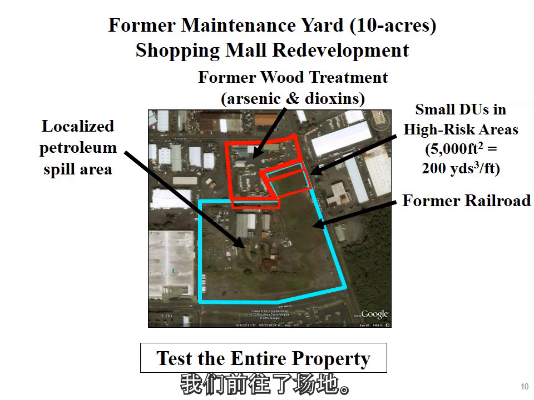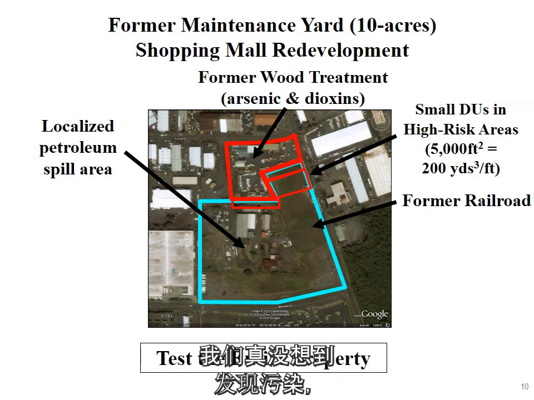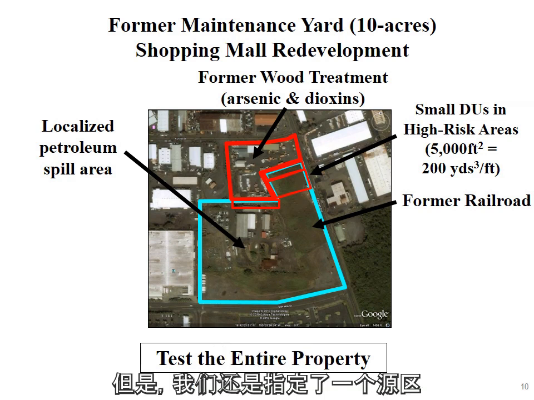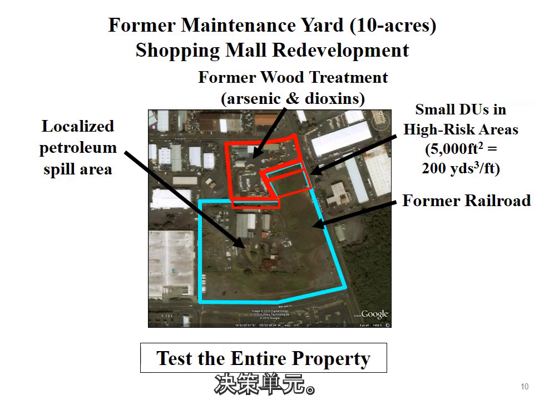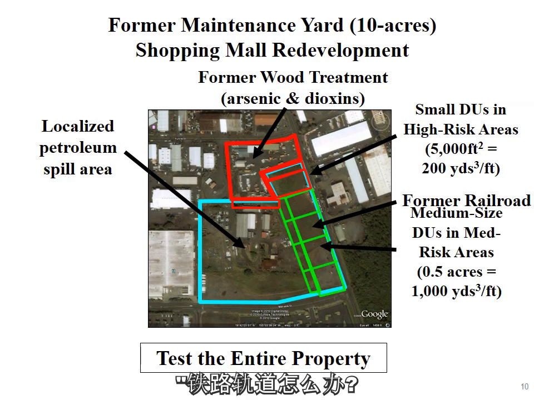If you went out to the site, this is actually uphill. We didn't really expect to find any contamination here, but we designated a source area decision unit there anyway. So how about the railroad tracks?